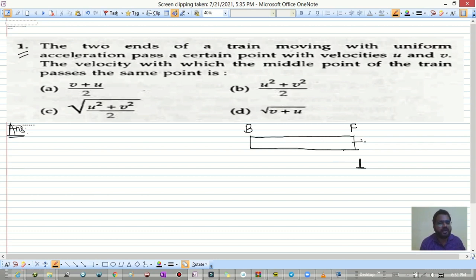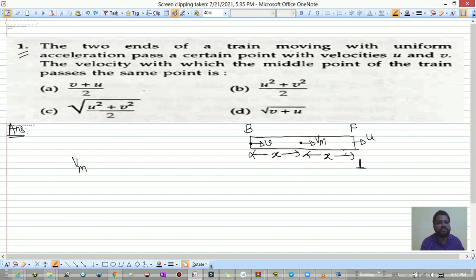This end will pass through, let us consider, with a velocity u, and this end will pass through with a velocity v. That is what is given, right? Two ends, one passes with velocity u and the other with velocity v. So we want the velocity of the middle point. If this distance is x, then this distance must also be x, so the length of the train is 2x. For this x we have final velocity vm, right?